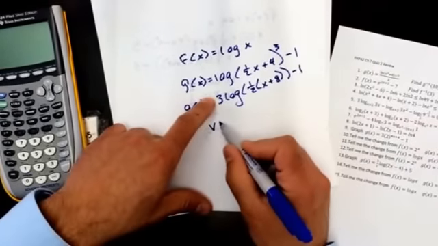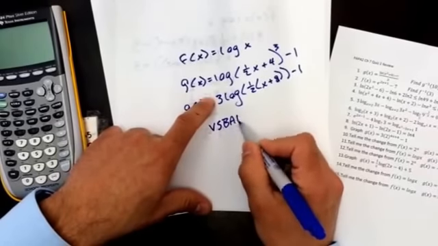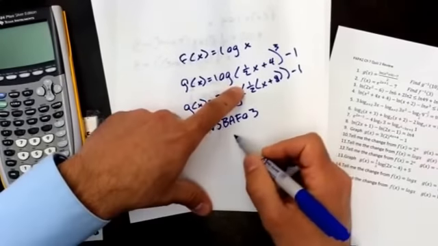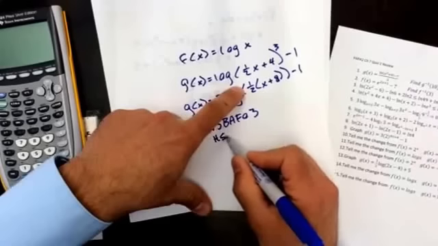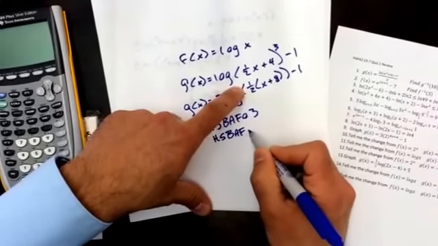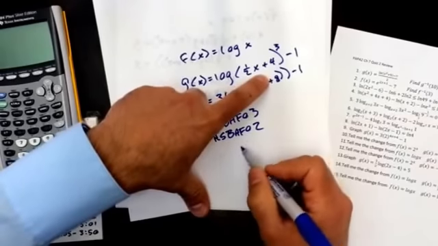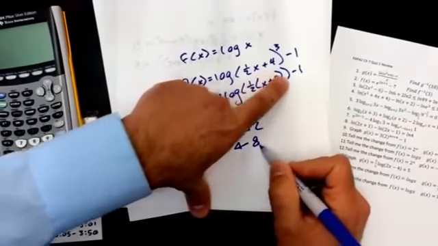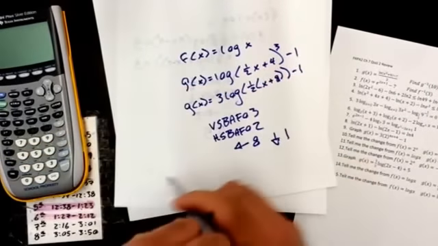So this 3 is going to be vertically stretched by a factor of 3. This 1/2 is going to be horizontally stretched by a factor of 2. This 8 is going to be to the left 8, and this 1 is going to be down 1. And that's it!